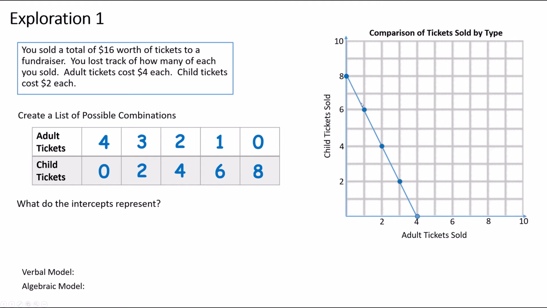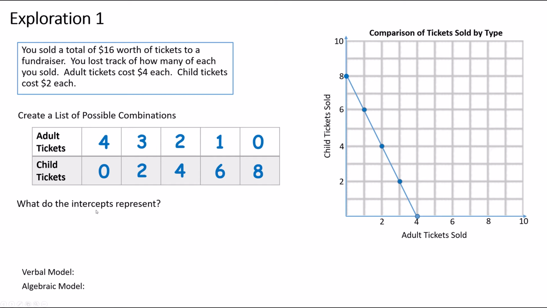One thing I should point out, though, is because we are talking about physical tickets, fractional answers do not make sense along the way. So I can't sell like 3.5 tickets of one type and half a ticket of another or anything like that. I did go ahead and connect the dots because I wanted you to see that these dots are in a straight line, or this is in fact a linear relationship.